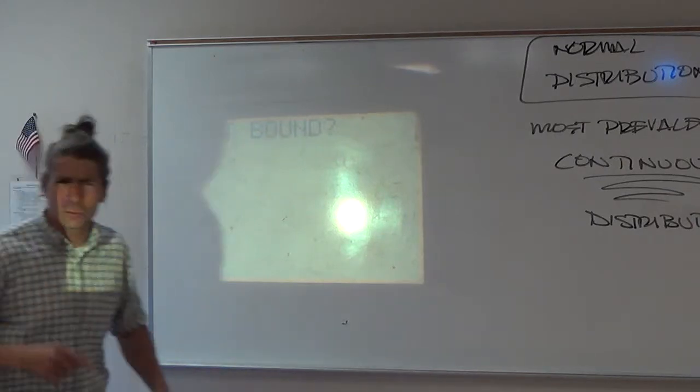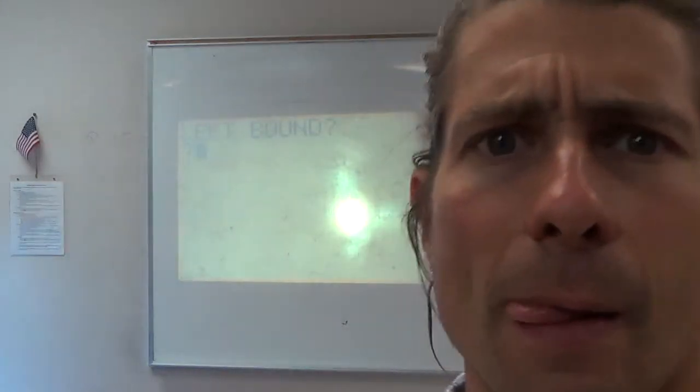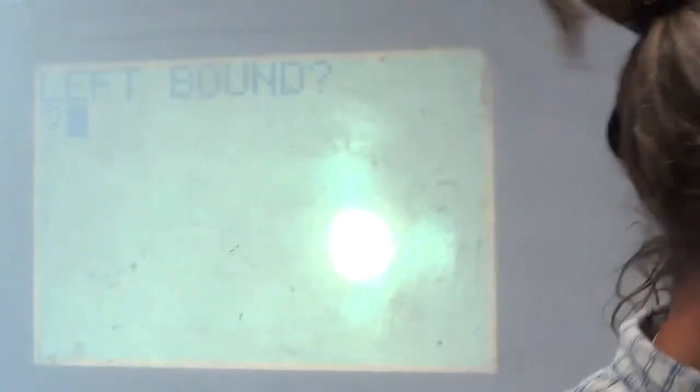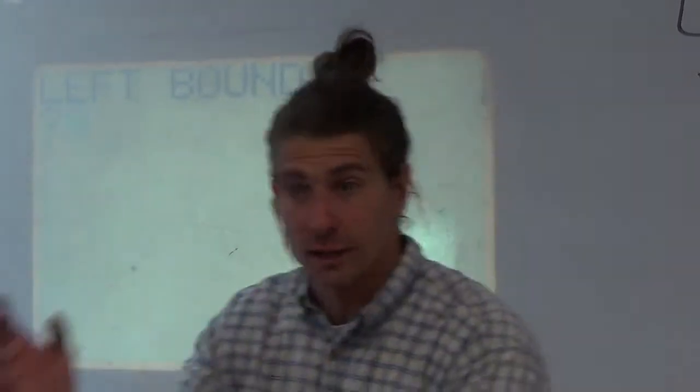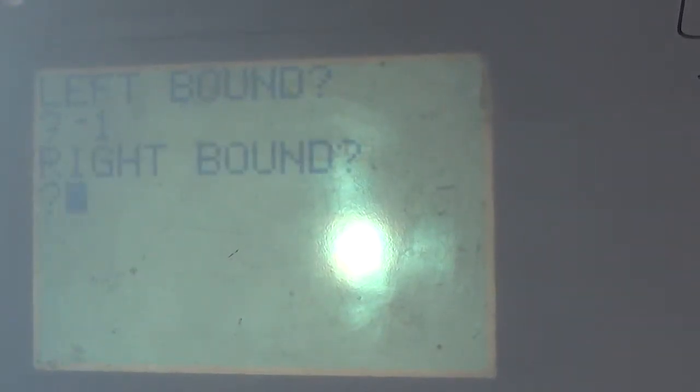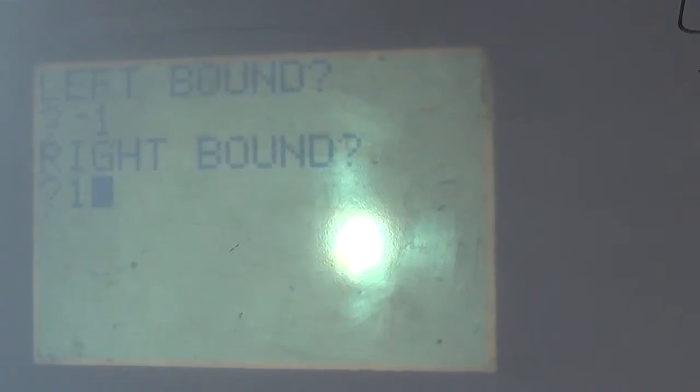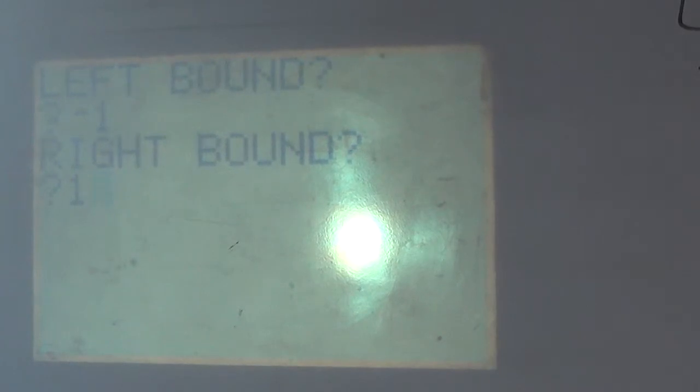Okay, between. Let me zoom this in a little better for those watching the home game. Here we go. It's going to ask for a left bound, then a right bound. Now remember how all of our shaded regions started and stopped? Those are the bounds, left bound and right bound. So let's do one standard deviation first, -1 to 1. And then just press enter.